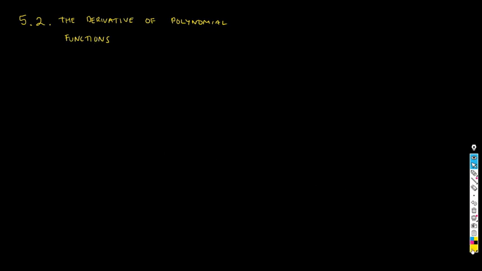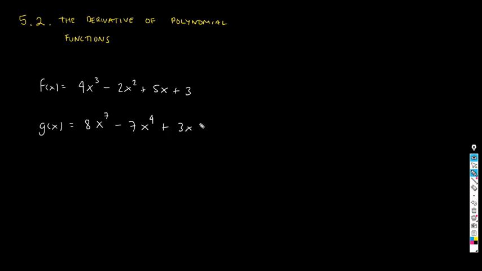So remember, what were polynomial functions? A polynomial function is a function that looks like this. For example, f of x equals 4x to the 3 minus 2x to the 2 plus 5x plus 3. That's a polynomial function. Another example, g of x equals 8x to the 7 minus 7x to the 4 plus 3x squared minus 1 half, okay? And I could go on and give you many examples, but let's stop right there.